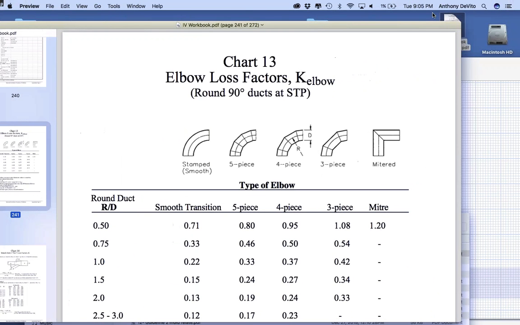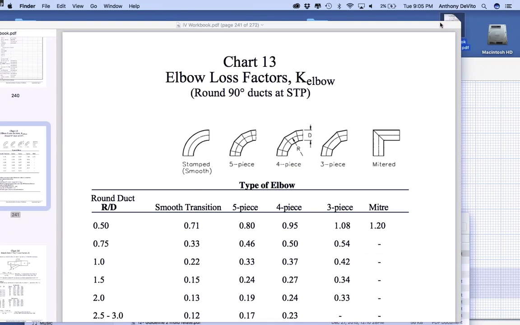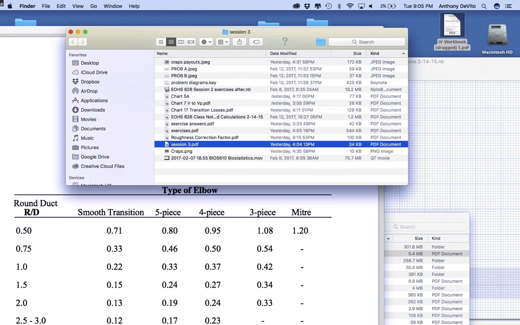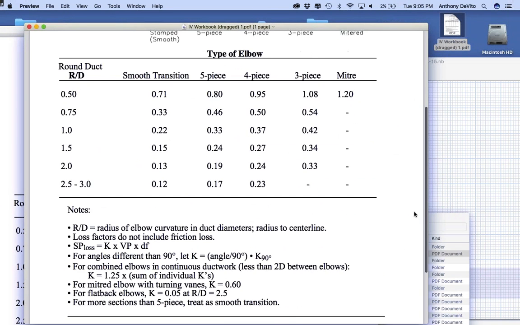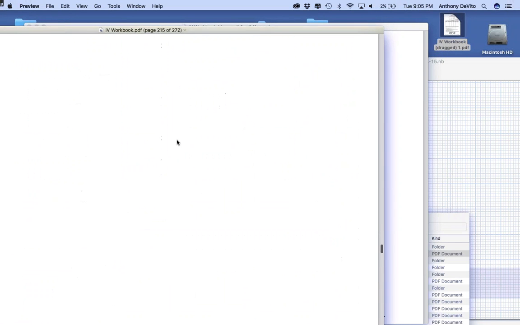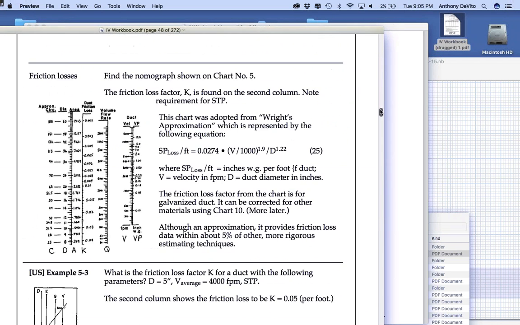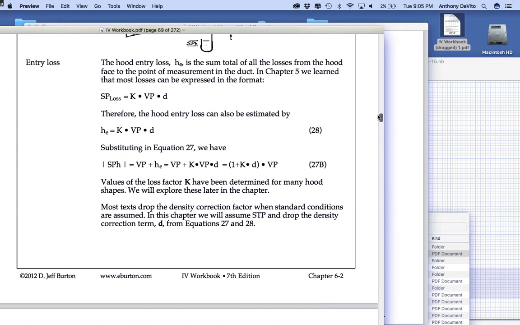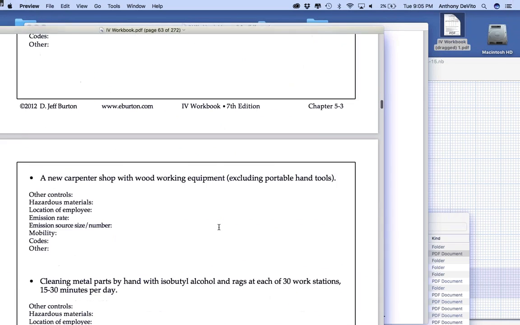Okay, that's going to be back here somewhere. I don't see it. Okay, here we go. What was the problem again? Anybody remember? Five, ten. Five, nine.